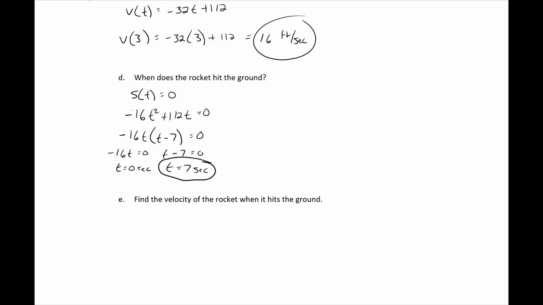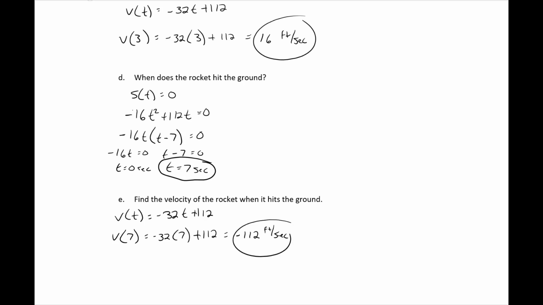To find the velocity of the rocket when it hits the ground, that's just finding v of 7. We already found v of t earlier: negative 32t plus 112. So v of 7 is negative 32 times 7 plus 112, and that ends up giving us negative 112 feet per second. In other words, the rocket is falling at 112 feet per second when it hits the ground.